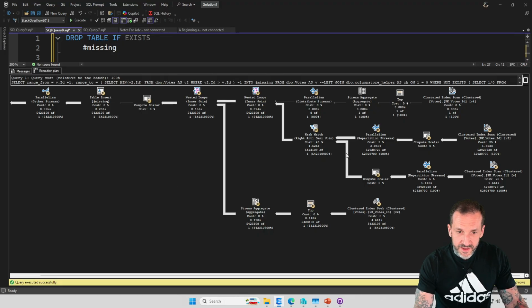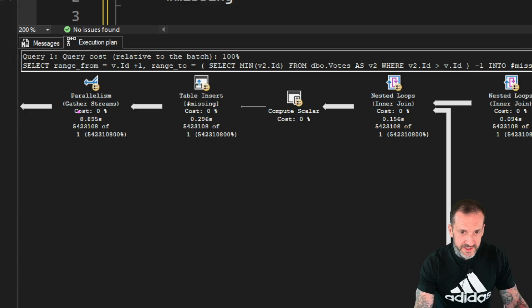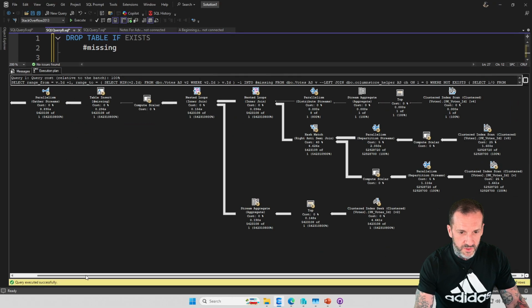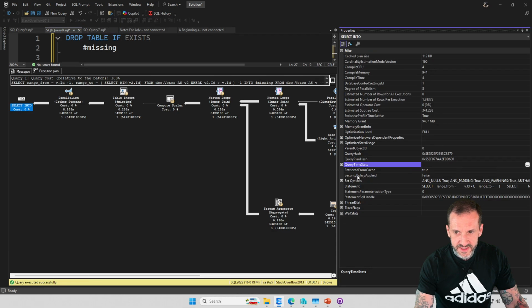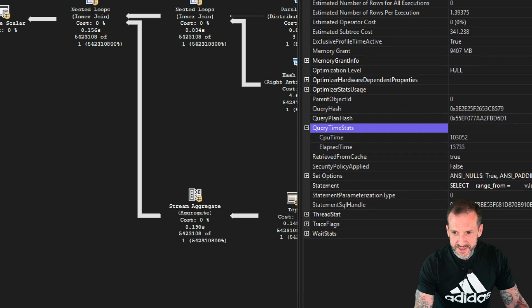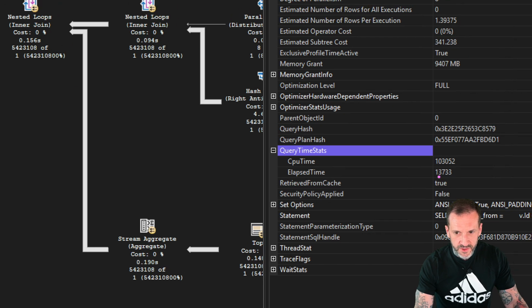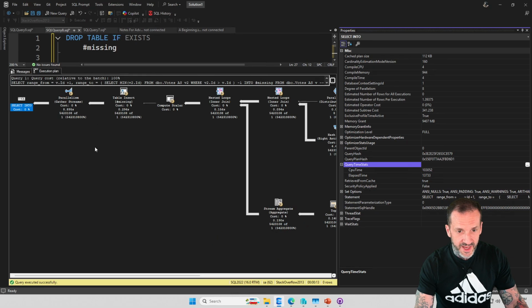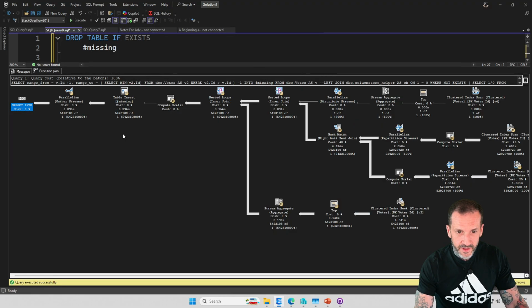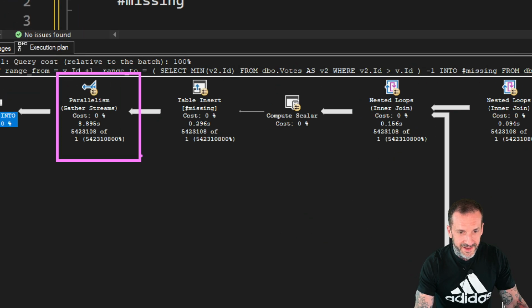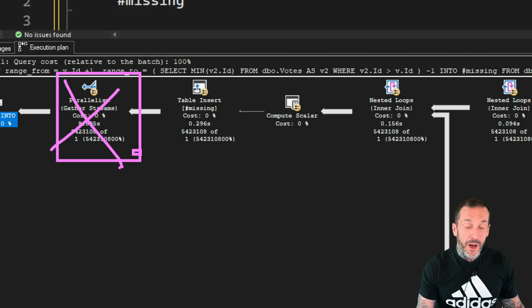But this whole thing, once again, this one takes a little bit longer, right? If we go over to the very end here, let's go look at the properties, and let's go look at the query time stats. We've actually been lied to a little bit. The elapsed time on this was actually almost 14 seconds, 13.7. Why that doesn't show up here appropriately? Well, like I said, the wall clock time on parallel exchanges is bonkers.